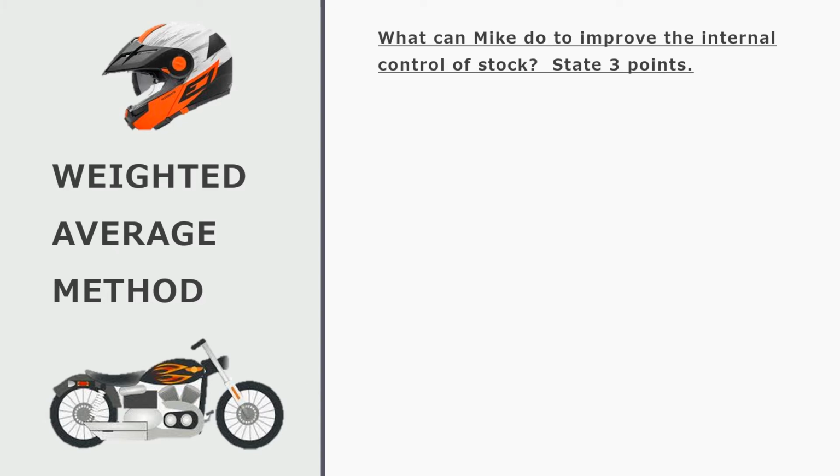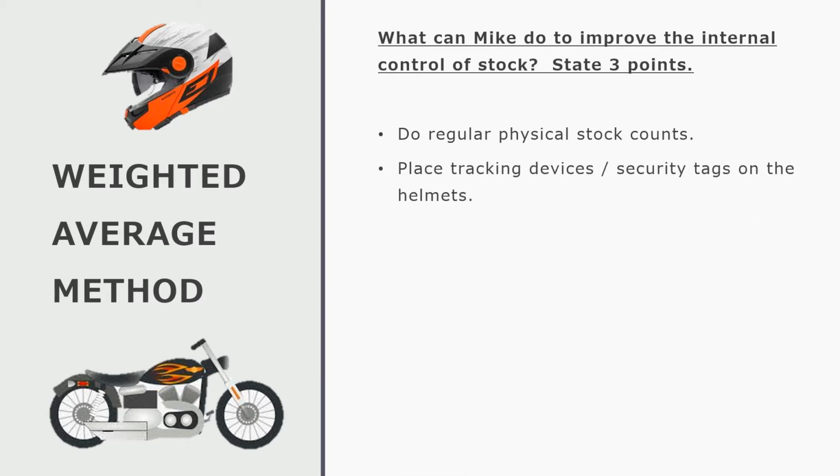So what can Mike do to improve the internal control of his stock? Okay, they tell us to give 3 points. First of all, he can do regular physical stock counts. Okay, and obviously in this case he checked his stock after 3 months, so he can do more regular stock counts. He can place tracking devices or security tags on the helmets, like those that we find in clothing stores, where they have to remove it when you pay for the item.